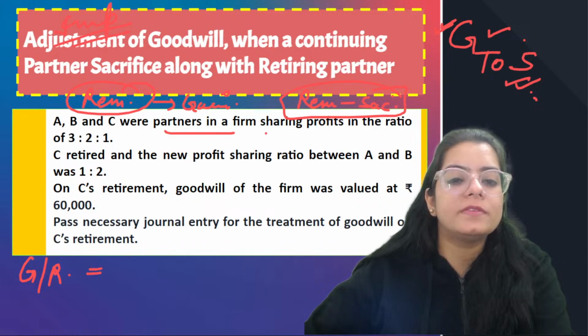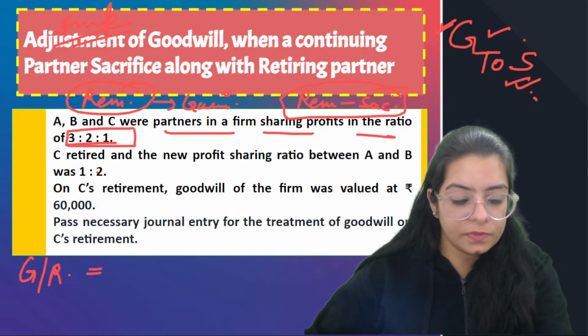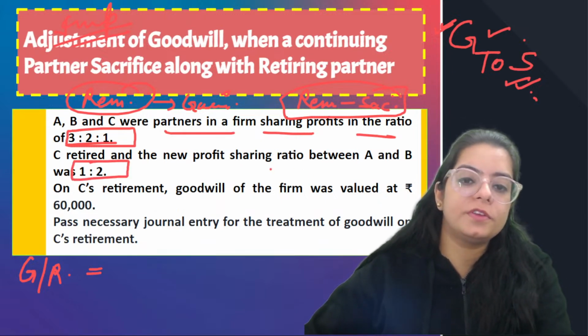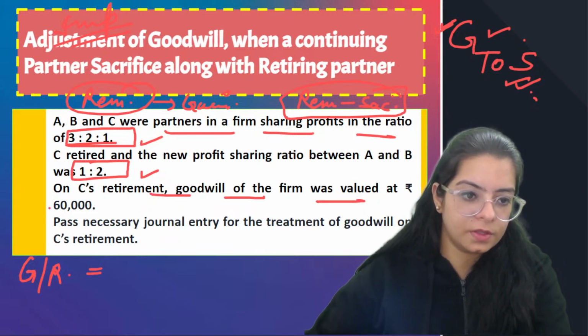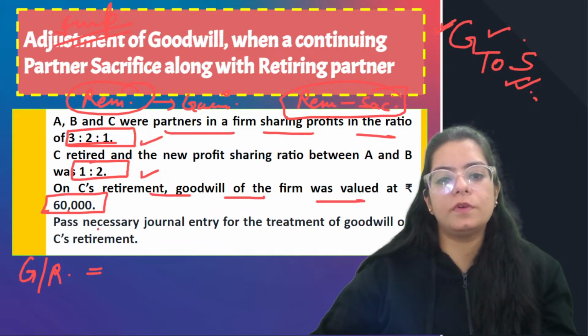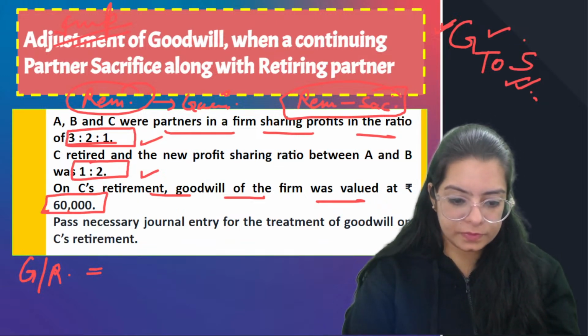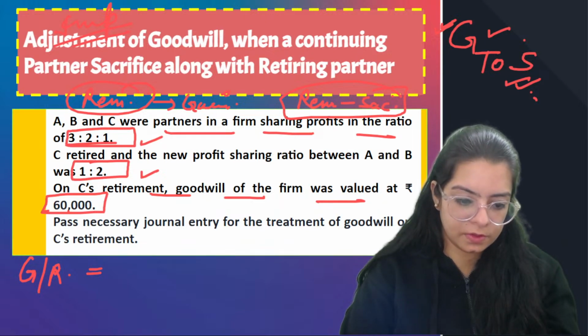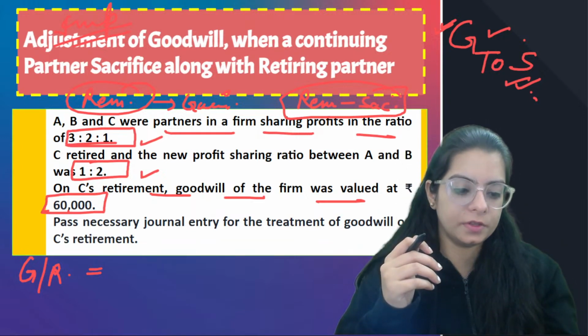A, B, C were partners in the firm sharing profits and losses in the ratio 3 is to 2 is to 1. C retired. The new profit sharing ratio between A and B is 1 is to 2. On C's retirement, the goodwill of the firm was valued at 60,000. Okay, ji. Try this out.